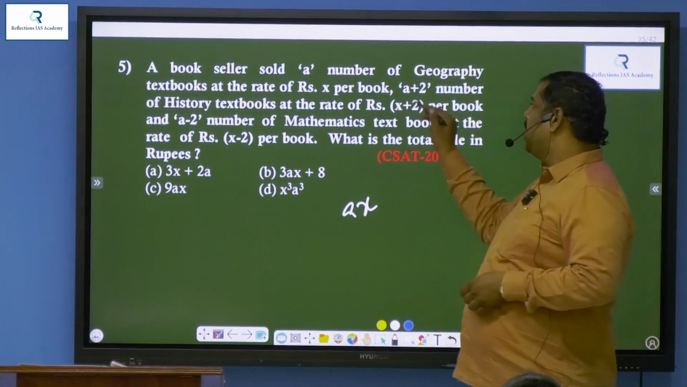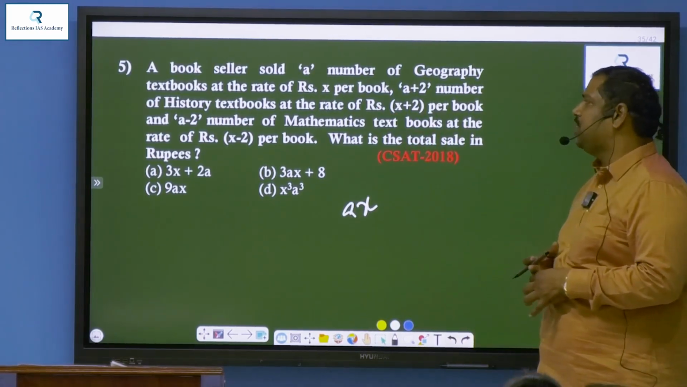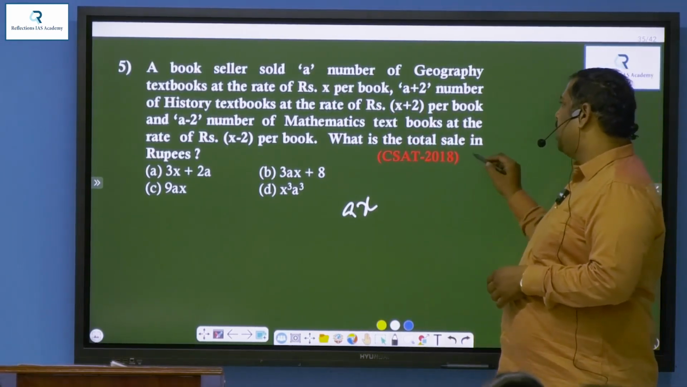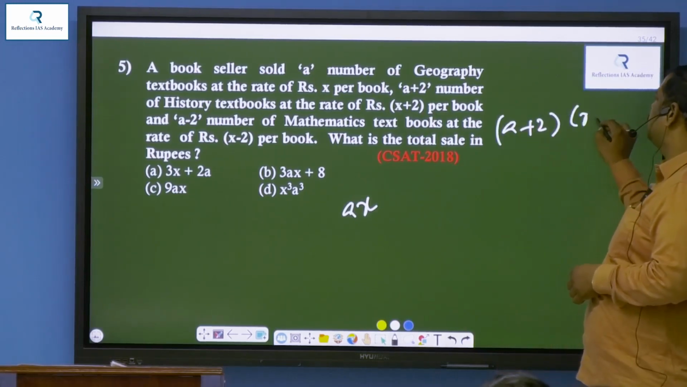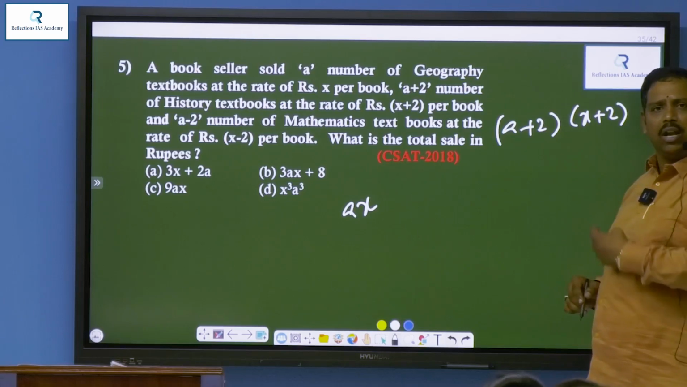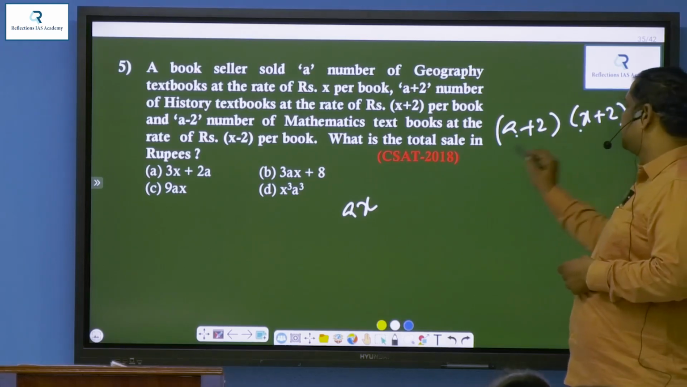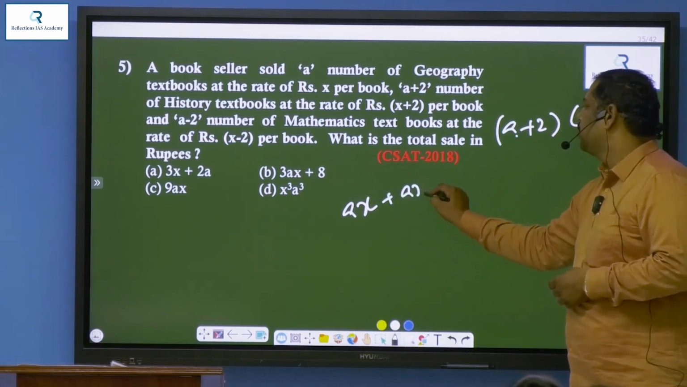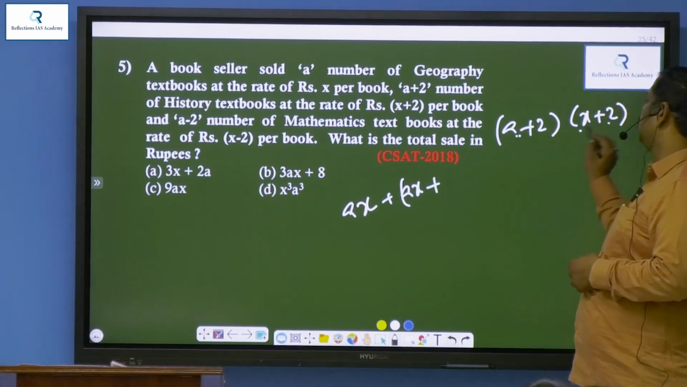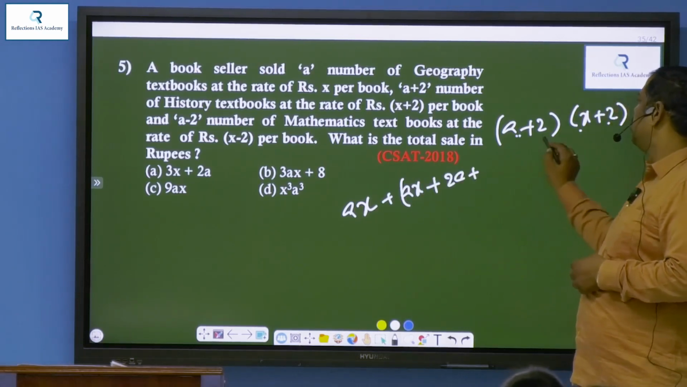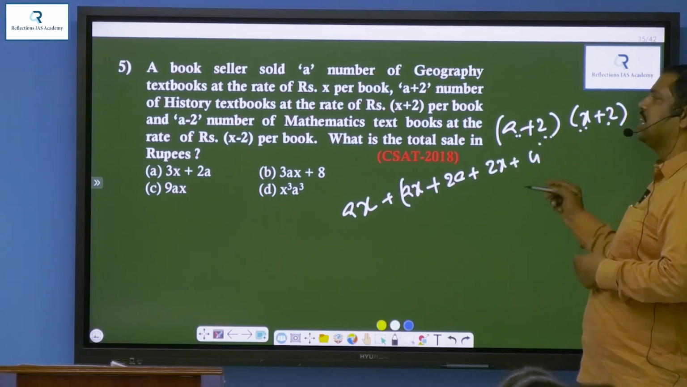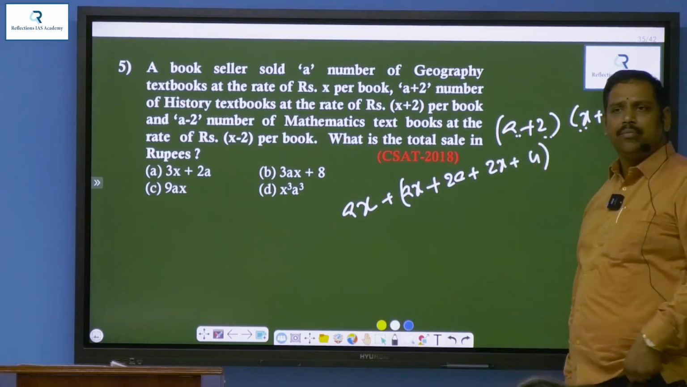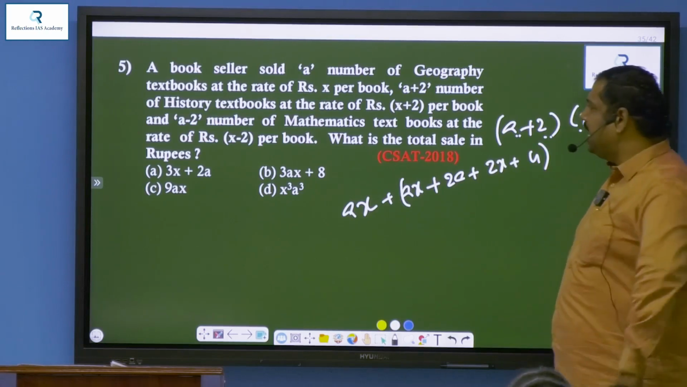Okay. And A plus 2 number of history textbooks at the rate of X plus 2. So total amount means A plus 2 into X plus 2. Yes or no? Total revenue means A into X, plus A into 2 means 2A, 2 into X, 2X, plus 2 into 2, 4. This is the revenue. Okay. Yes or no? Okay. And what is it?